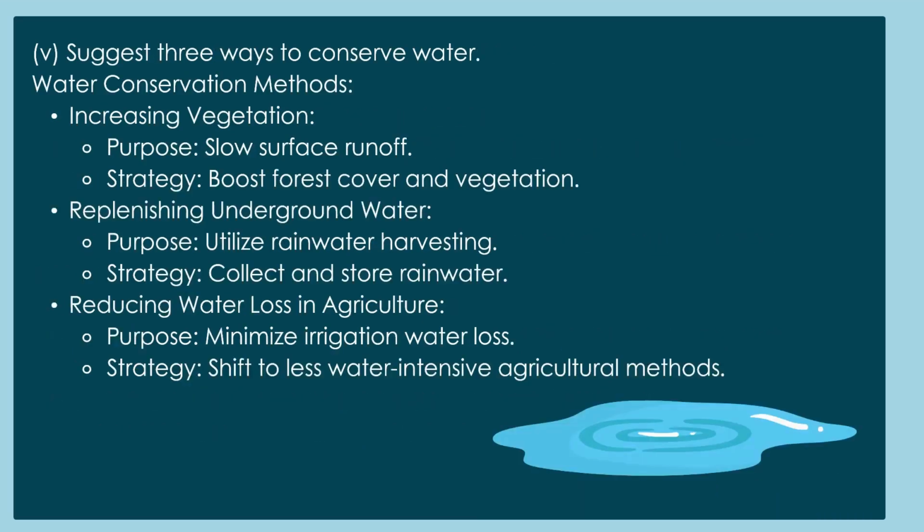Suggest three ways to conserve water. So, water conservation methods. First one is increasing vegetation. Purpose: slow surface runoff. Strategy: boost forest cover and vegetation. Then the second one, replenishing underground water. Purpose: utilize rainwater harvesting. Strategy: collect and store rainwater. Third one, reducing water loss in agriculture. Purpose: minimize irrigation water loss. Strategy: shift to less water intensive agricultural methods.